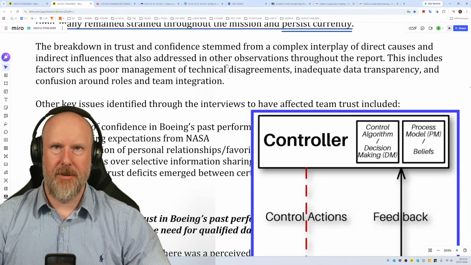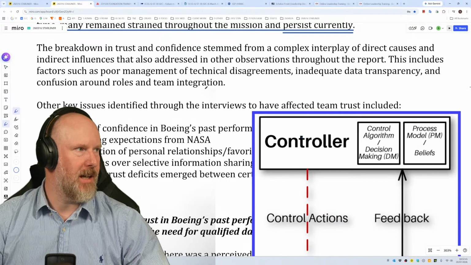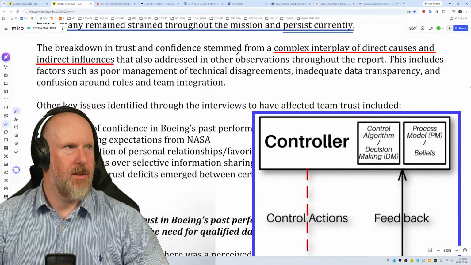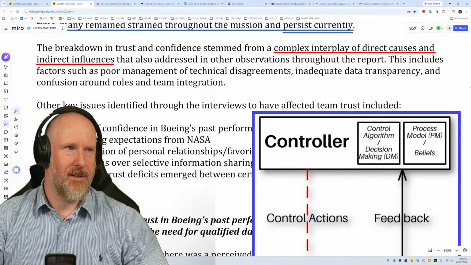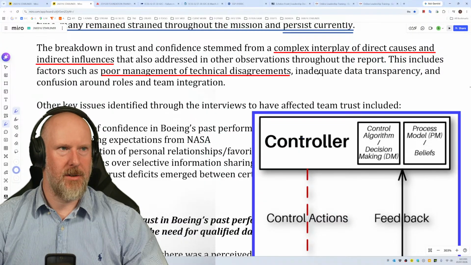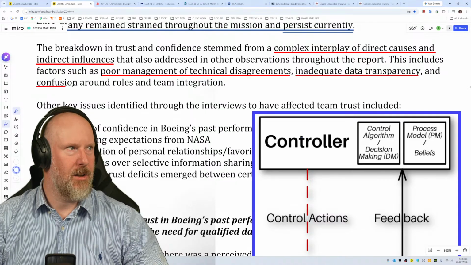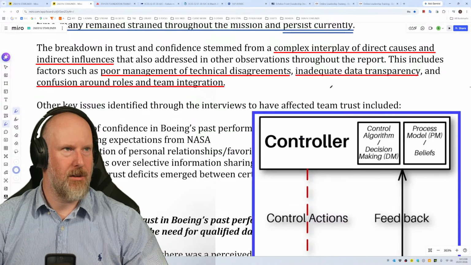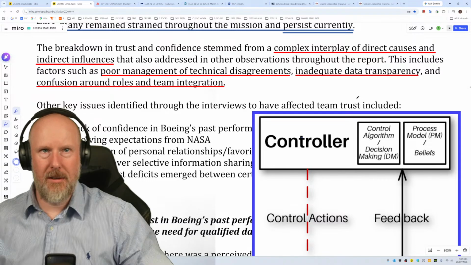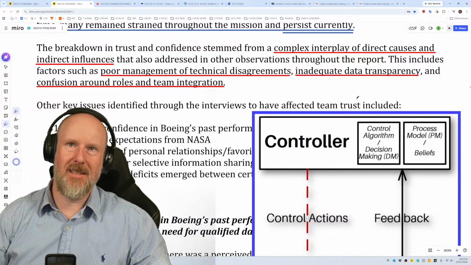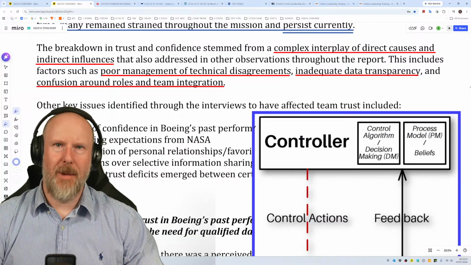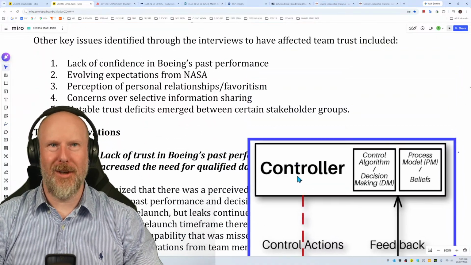The breakdown in trust and confidence stemmed from a complex interplay of direct causes and indirect influences that are also addressed in other observations throughout this report. This includes factors such as poor management of technical disagreements, inadequate data transparency, and confusion around roles and team integration. So they are all things that STAMP can help address. They're all things that STAMP can make explicit and then help stakeholders to formulate a plan to deal with those things. And I've banged on about those in all my live streams, so you're welcome to go back and watch those. So here we go.